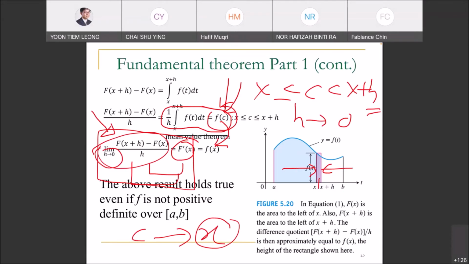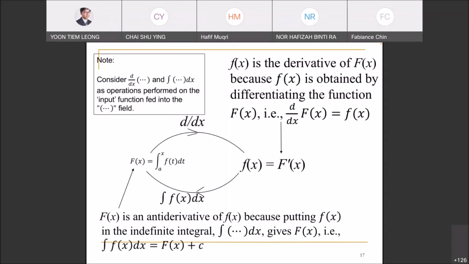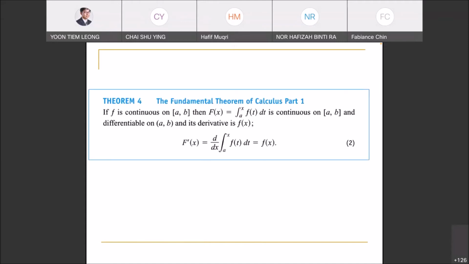That is how we come to this very simple conclusion, that capital function F is an antiderivative of the small function f. So we'll skip this slide, so you can read it yourself. So that is the fundamental theorem of calculus.